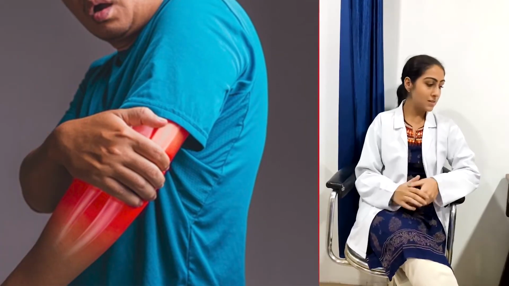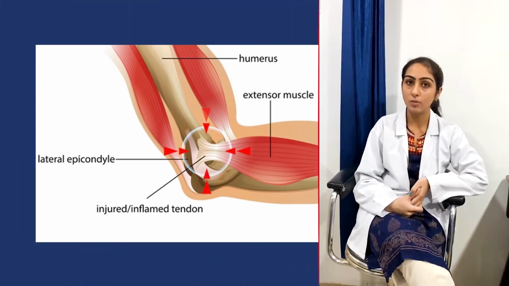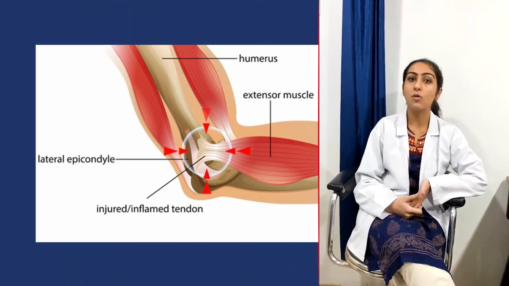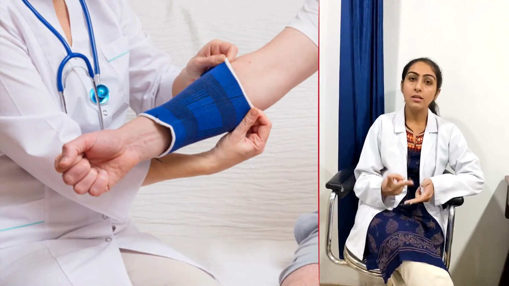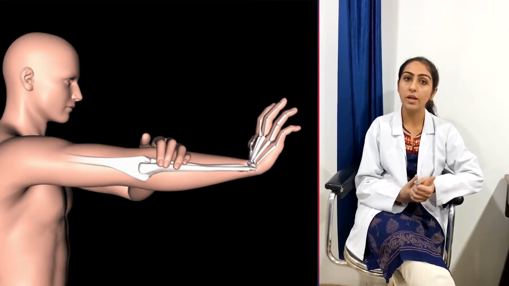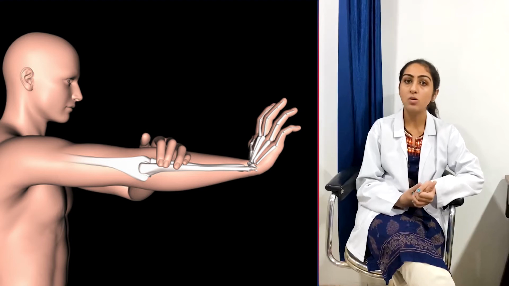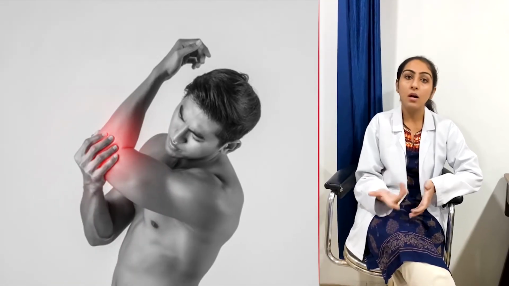Now, I would like to discuss the management. The first is conservative management. Conservative management would include an ice pack, three times a day for 15 minutes. Then second, you can use ultrasound, which is a very common modality used in tennis elbow, and it involves an intensity of 0.8 watt per centimeter square for 7 minutes of duration.